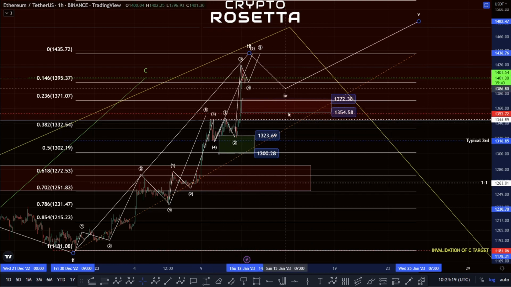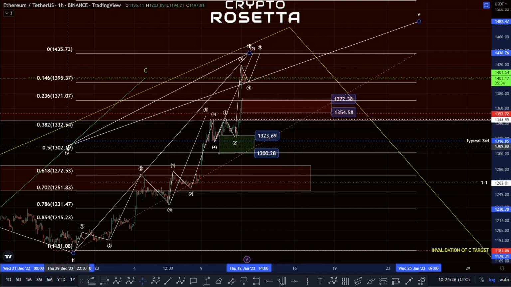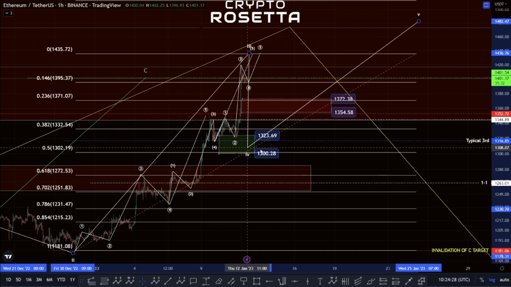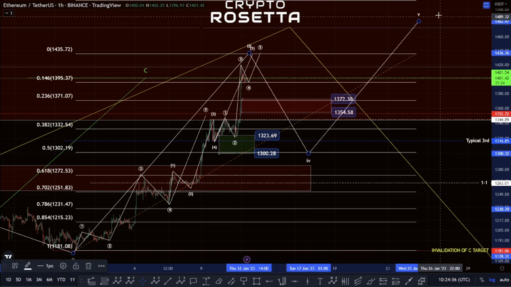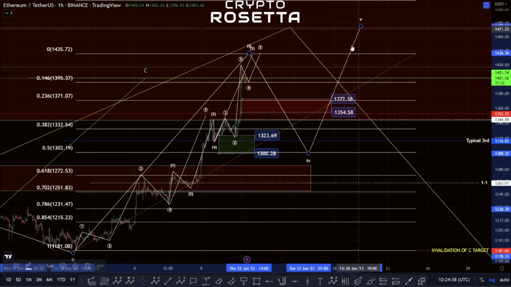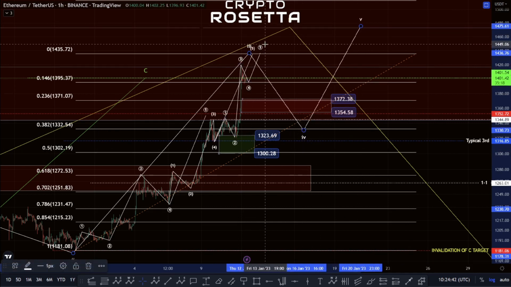So it would then be indicating to me that we could look to potentially come back and retest this zone. The deepest I want it to go is this 1302 zone, which would be this 50%. I wouldn't want this to get much deeper than that, otherwise it becomes less likely that it's actually playing out. So we have to see how this plays out and see if we actually have this additional leg up here.